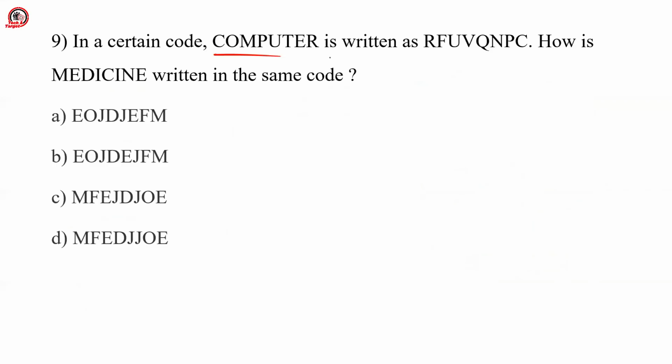In a certain code, computer is written as something like this. How is medicine written in the same code? So basically, if you carefully observe here, this is R, this is C. So this is also R, this is also C. So what does this mean? The last letter is turned out to be the first letter, and the first letter is turned out to be the last letter. So what they are doing? They have reversed the entire string. So if you reverse computer, what will we get?